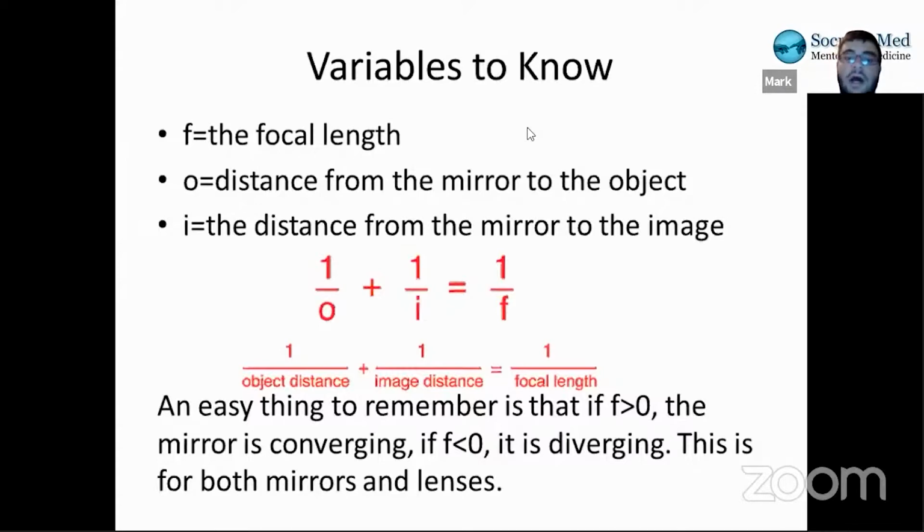If you remember, I said concave and convex are different for lenses and mirrors, but this rule is the same for both. So if F is greater than 0, if the focal length is positive, it's always converging, lens or mirror. If F is negative, it's always diverging, lens or mirror. Okay, so that's how I want you to remember it.